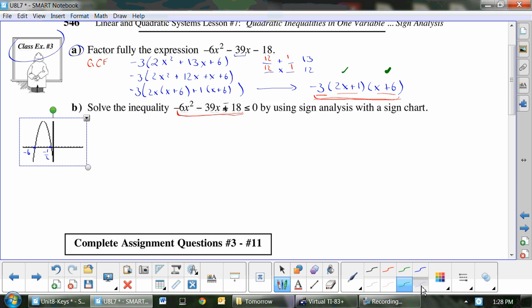Okay? So when they're asking for the inequality less than or equal to 0, we know it's going to be this part and this part of the graph. So you can write x is less than or equal to -6, and x is greater than or equal to -1/2, like this. So we know that's our answer. If this was multiple choice, we'd be done. But it's not, so you have to learn how to do this.